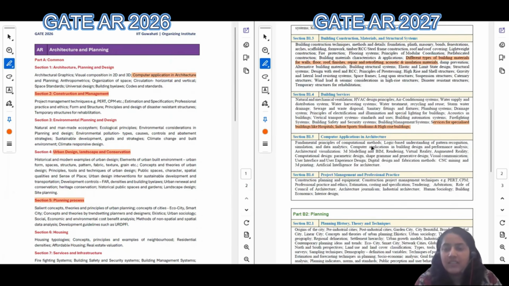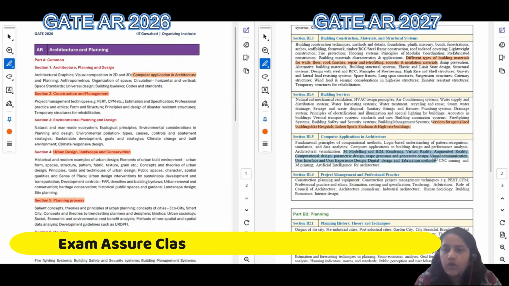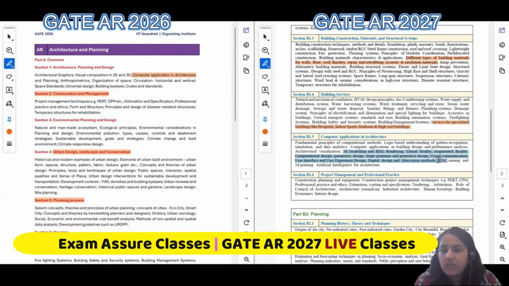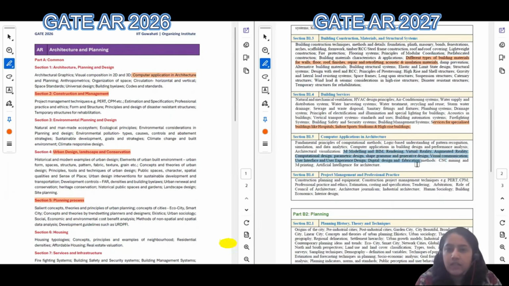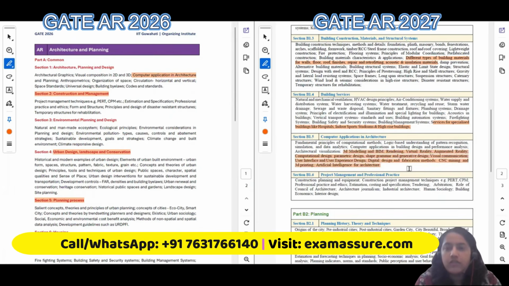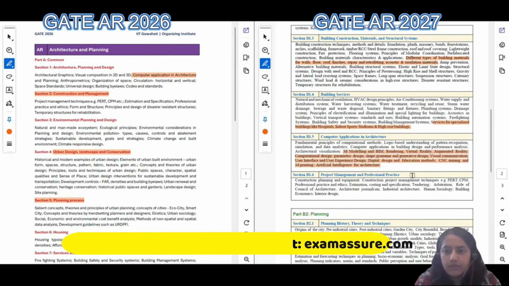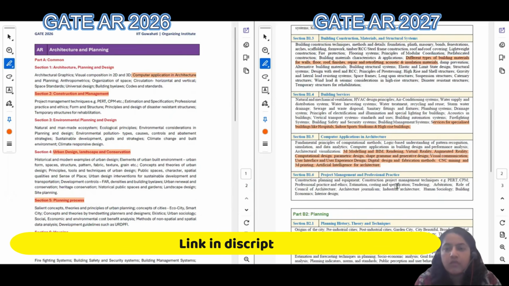But in addition to that, the latest softwares that are used, latest modeling, etc., that is being used. So all of that has been mentioned, like 3D modeling, BIM, rendering, VR, AR, computational design, parametric design, shape grammar, and generative design, visual communication, UI, UX, digital design and fabrication methods, CNC milling, 3D printing, and AI, artificial intelligence for architecture. So again, more emphasis has been given on that as well.